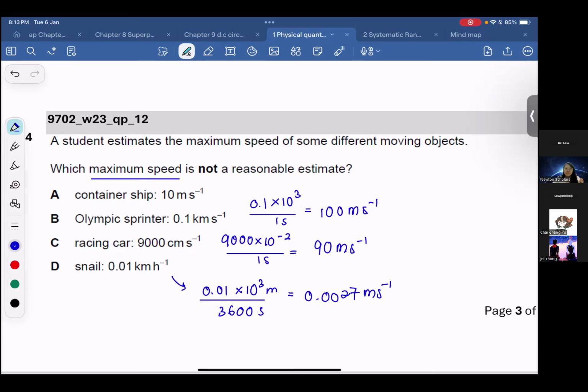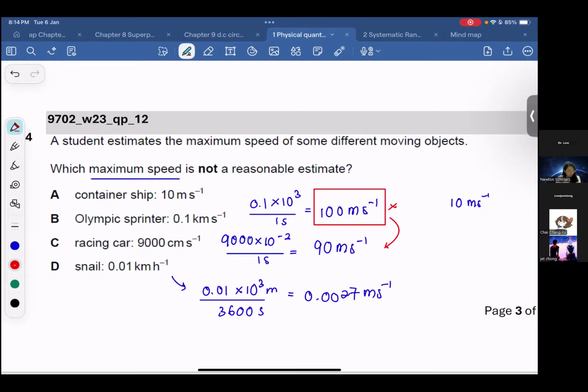So we don't know the container ship, we don't know the racing car, we don't know the snail. It's okay. We know about the Olympic sprinter, right? Okay, Yuan, answer correct. Okay, dear, here you see, Olympic sprinter. Just now we said that it runs 100 meters in 10 seconds, right? So the speed should be 10 meters per second. This one is already very fast. So how can you go to 100 meters per second? This is a very, very wrong estimation. Can you see that? It is even faster than the racing car. Is it possible? Not possible.